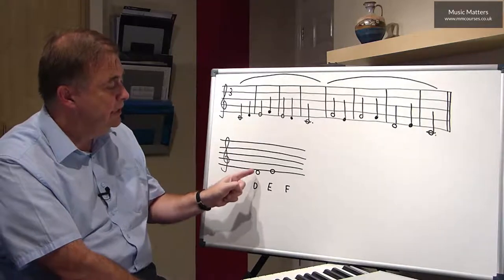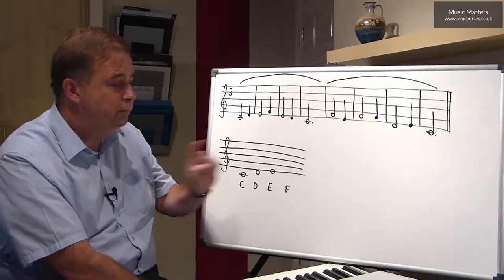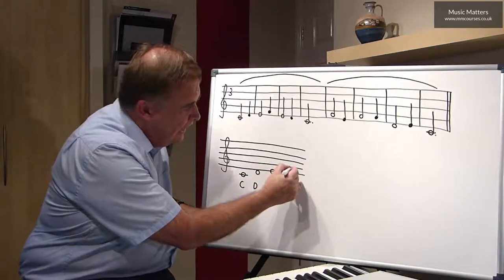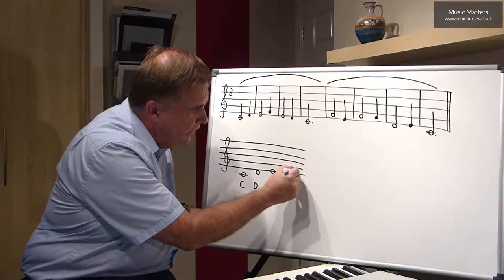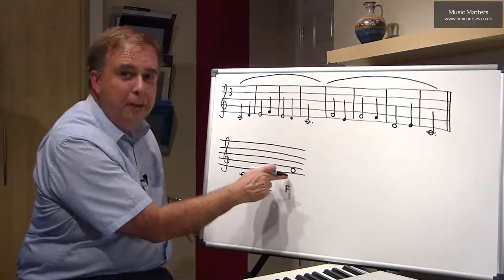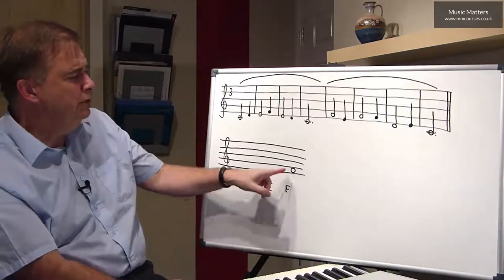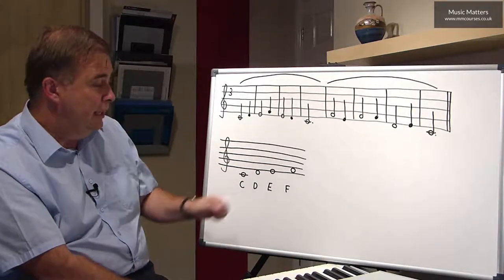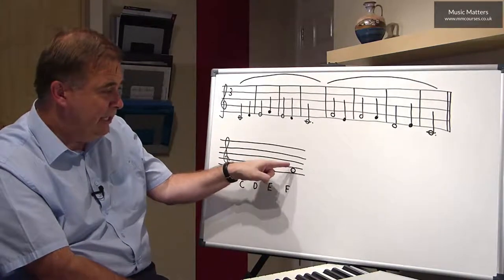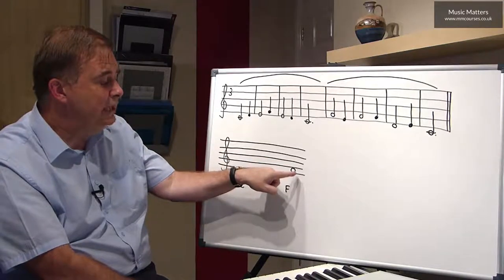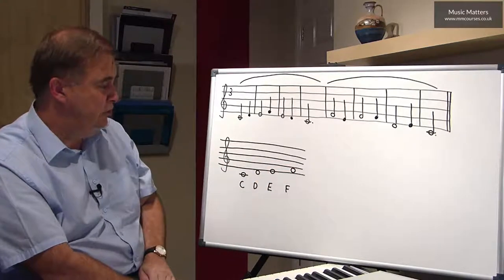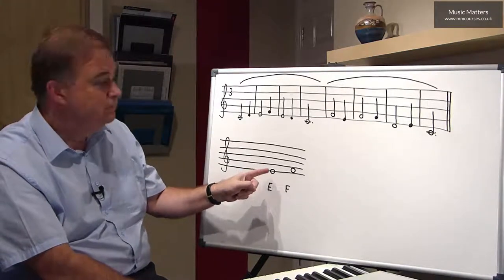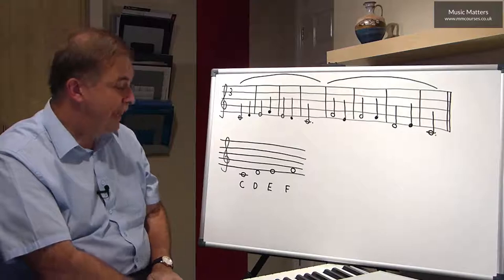Line, space, line, space. So if E is on this bottom line here, then F must be in this space here, just above that bottom line. And now we're in the first proper space inside the treble clef stave, aren't we? Because this F is taking up the space between lines 1 and 2. So we've got C, D, E, and now the new note, F.